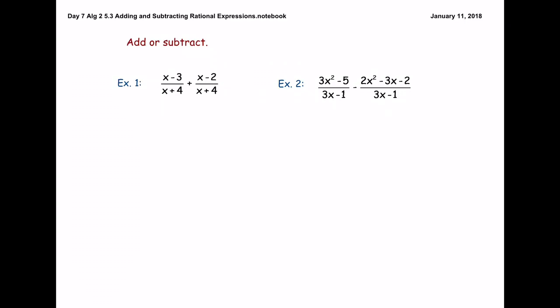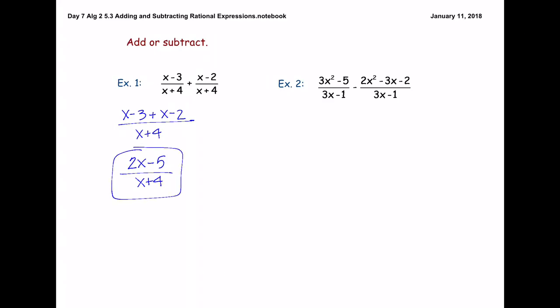So when we add or subtract, in example 1, we're taking the quantity of x minus 3 over x plus 4 plus x minus 2 over x plus 4. They already have a common denominator, so we can write x minus 3 plus x minus 2 and put that all over the common denominator of x plus 4. Combine our like terms, and we have 2x minus 5 over x plus 4.